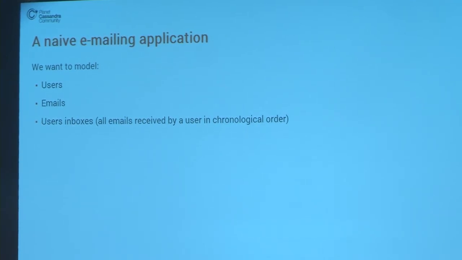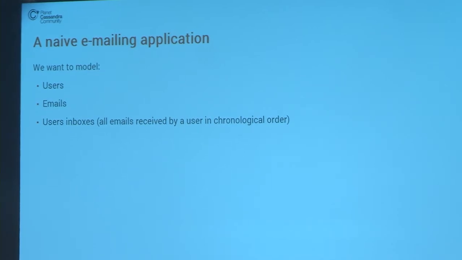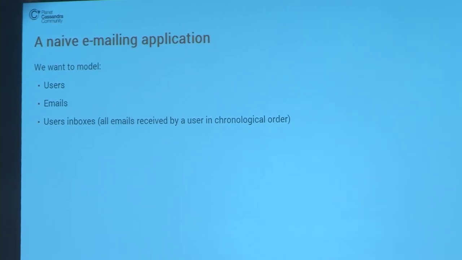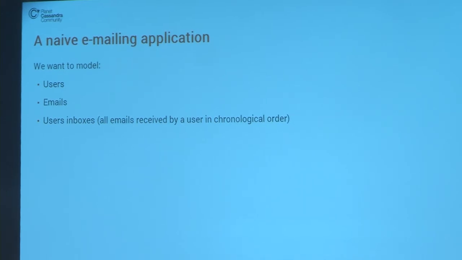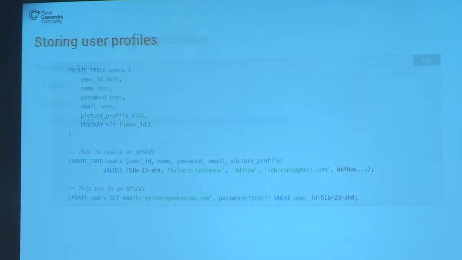Now, to explain those concepts with CQL, we'll use a running example of a small email application. I will use an example that's naive, because that's just slides and I don't have time to go into all the details, but it's a naive email application. So what I want to store is users first, I want to store emails, and then I want to have an inbox for my user. An inbox is just emails received by the user in chronological order. That's what I want to do, okay?